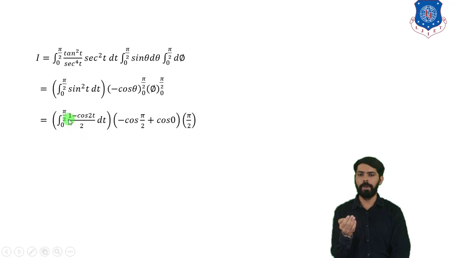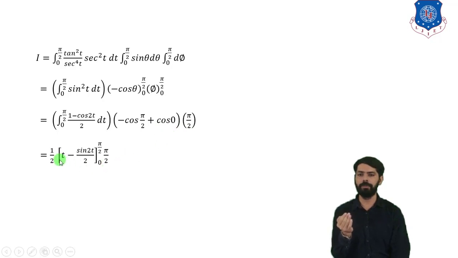Here 1 by 2 will be constant, and we will take integration of 1 with respect to t, so it will be 1 by 2 into t, minus integration of cos 2t will be sin 2t whole divided by 2, because here coefficient of t is 2, and limit will be from 0 to pi by 2. And here we know that value of cos pi by 2 is 0 and value of cos 0 is 1, so this will be 1 minus 0, so it will be 1 into pi by 2, so here it will be pi by 2.